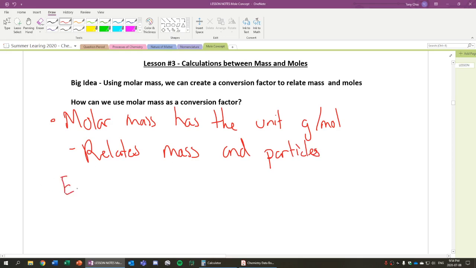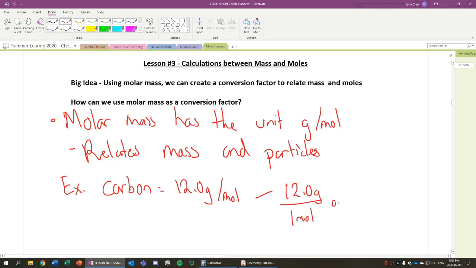So for example, if we have carbon, carbon, as we remember, is 12.0 grams per mole. We can write this as 12.0 grams over 1 mole, or we could write this as 1 mole over 12.0 grams. And that now allows us to use it as a conversion factor. So let's look at this first example.